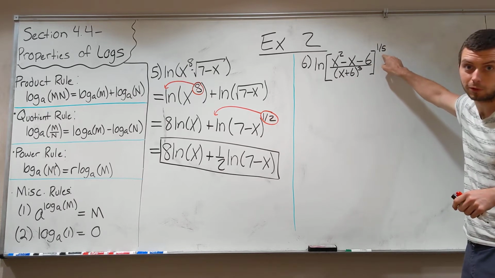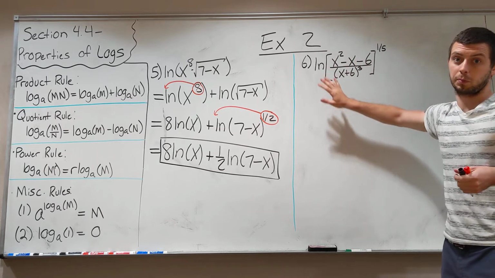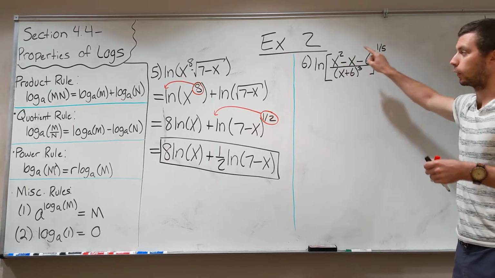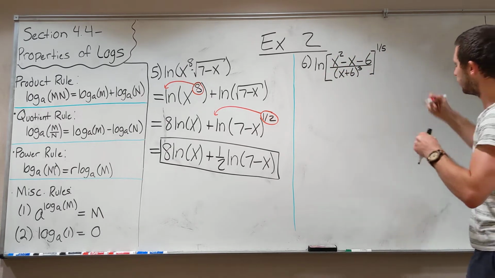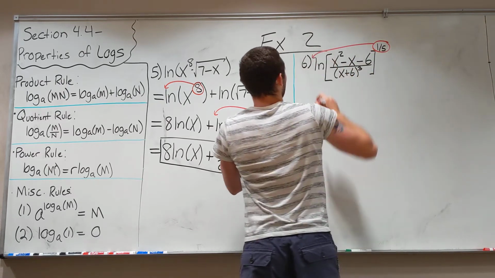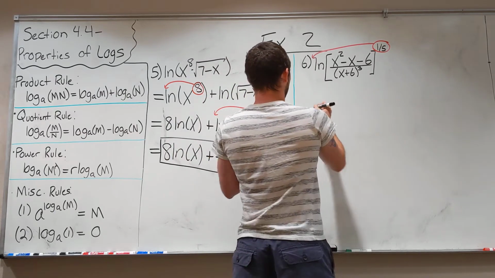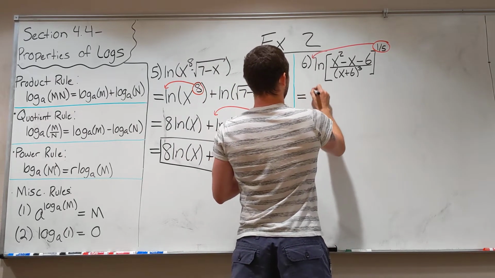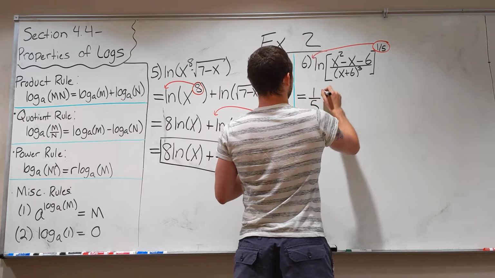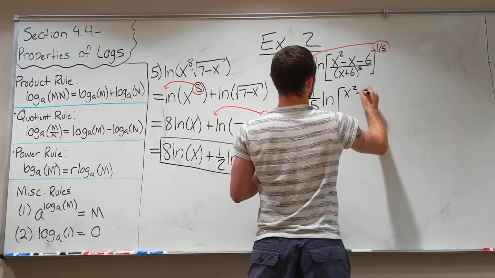being raised to the 1/5 power. That means that this whole thing is really an exponent, and we have to bring that exponent to the front first. So this is an exponent. We bring it to the front using the power rule. And so now we have 1/5 natural log of, well, everything else.